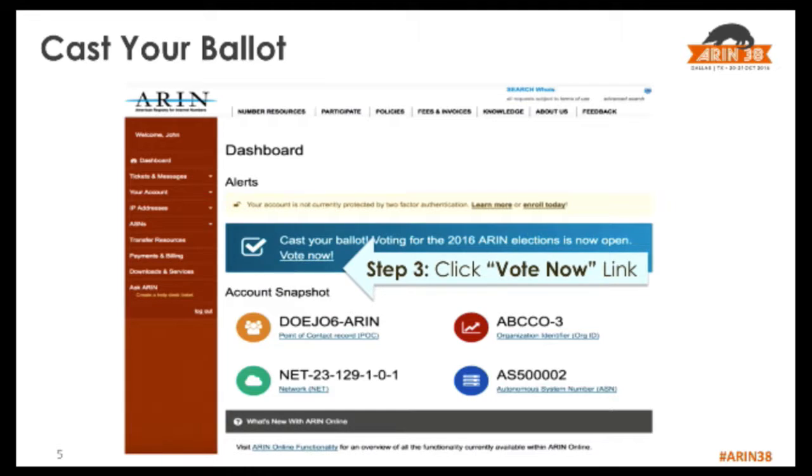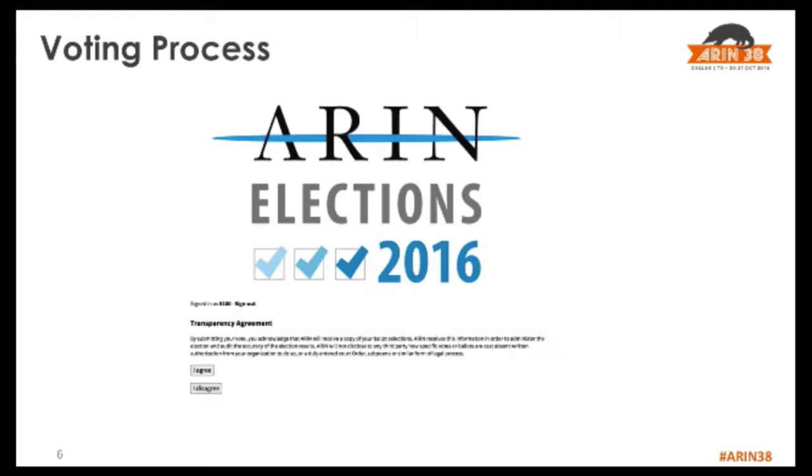Once you log in, it's going to bring you to your dashboard. Once you are logged in and you look at the top of your dashboard, you're going to see step 3. You will see a Vote Now message. Vote Now has been hyperlinked. You will need to click on that. And once you click on that, that will actually take you into the ARIN election system. There, for the voting process, the next screen you're going to see is ARIN's transparency agreement. You will want to go ahead and click I agree, which is step 4.